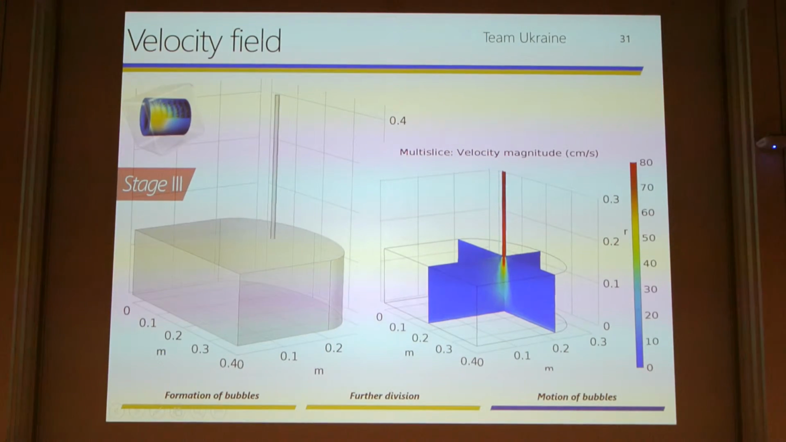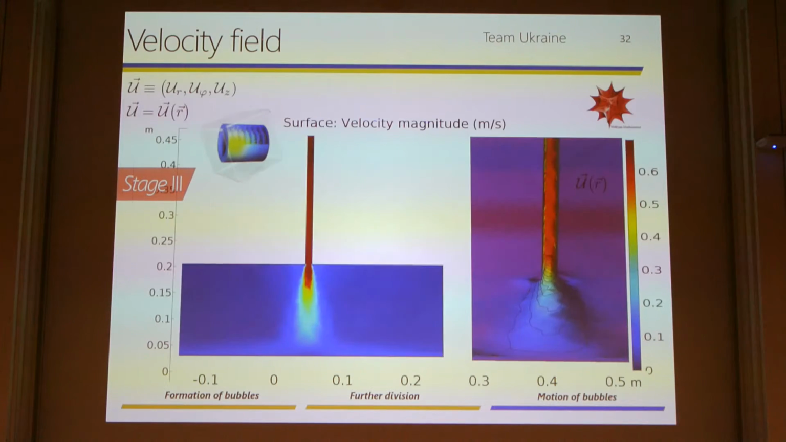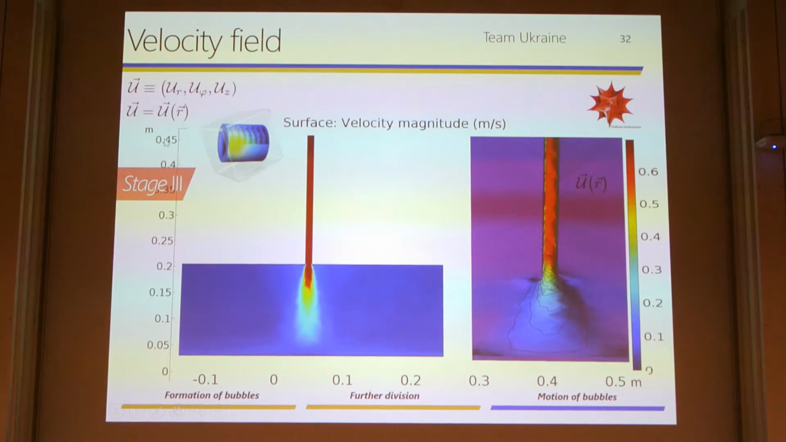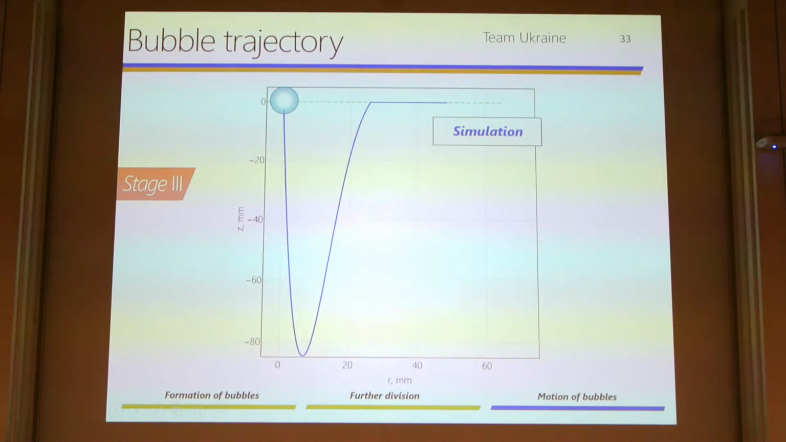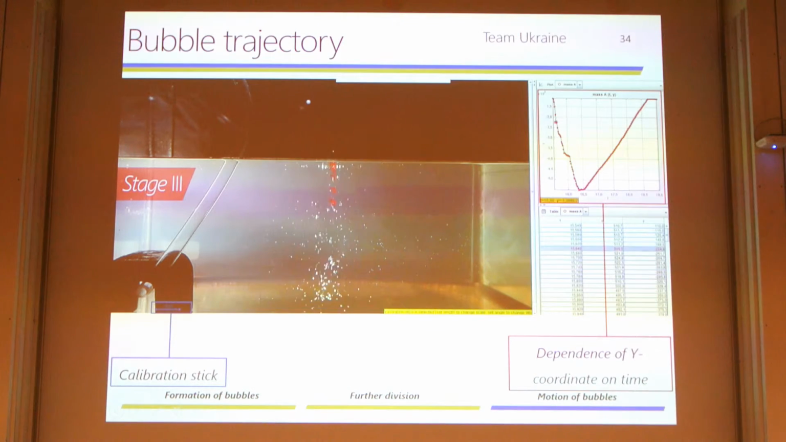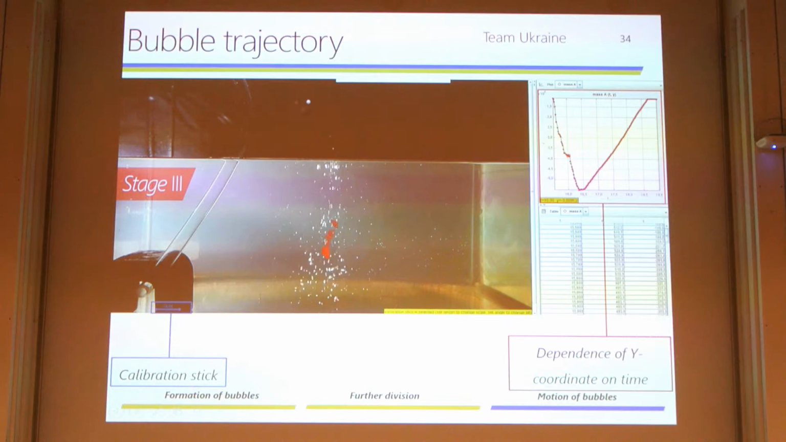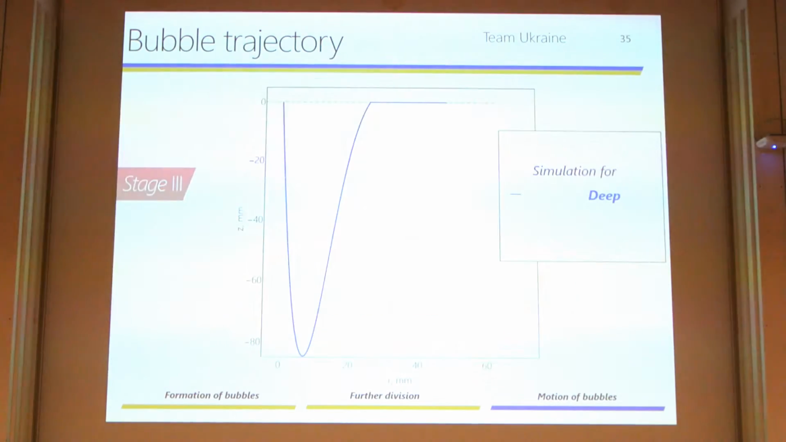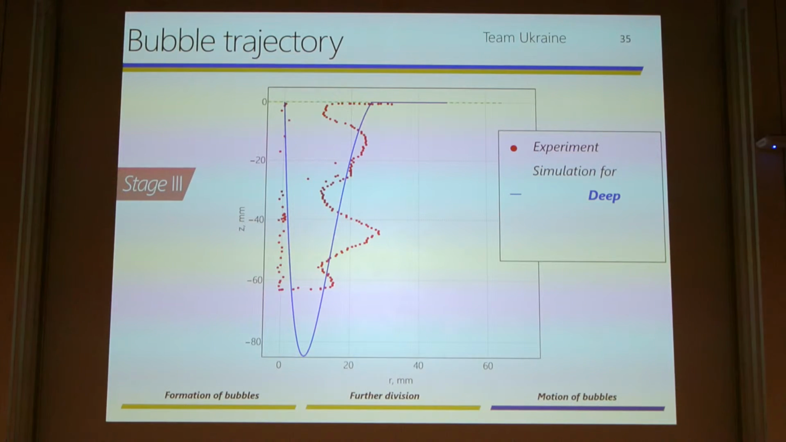To get the velocity field, we created a 3D model of our tank that we used in experiments, and then simulated water flow in it. We imported the result into Wolfram Mathematica, where we numerically solved the equation of motion and obtained the following trajectories. In order to compare them with experimental data, we tracked video obtained from our experiments. And here you can see the comparison of our experiments and simulation.